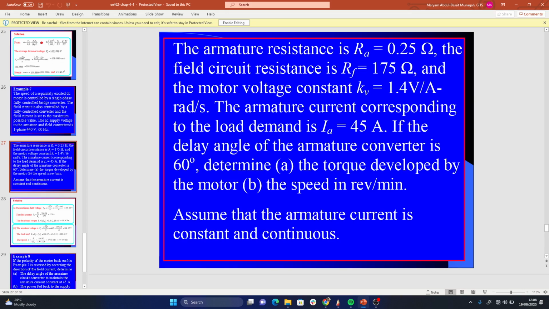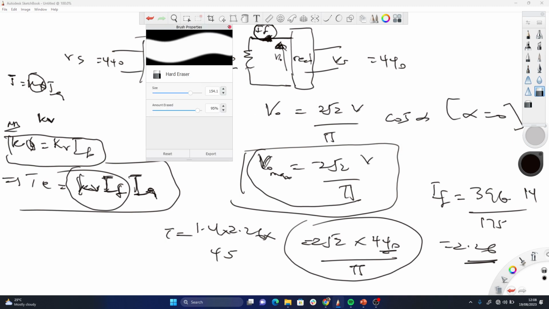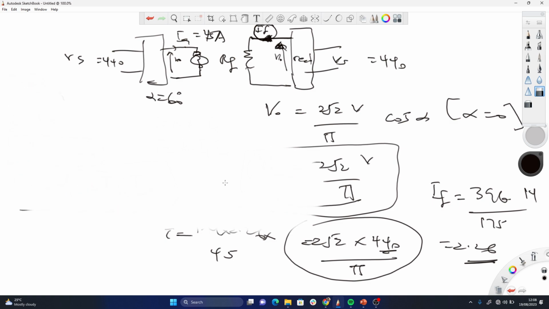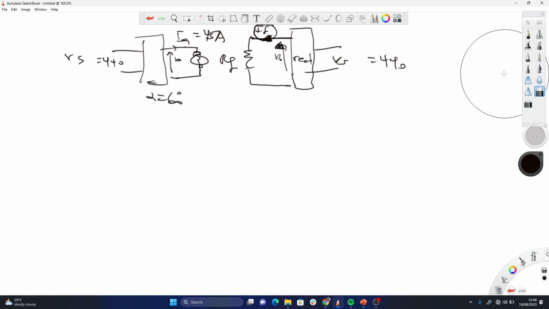Now the B says to find the speed in rev per minute. So it's not really difficult, is it? No. This part is more about the formulas, understanding how it is going into the circuit. That's it here. Now I have my torque. Now the question is to find the speed.